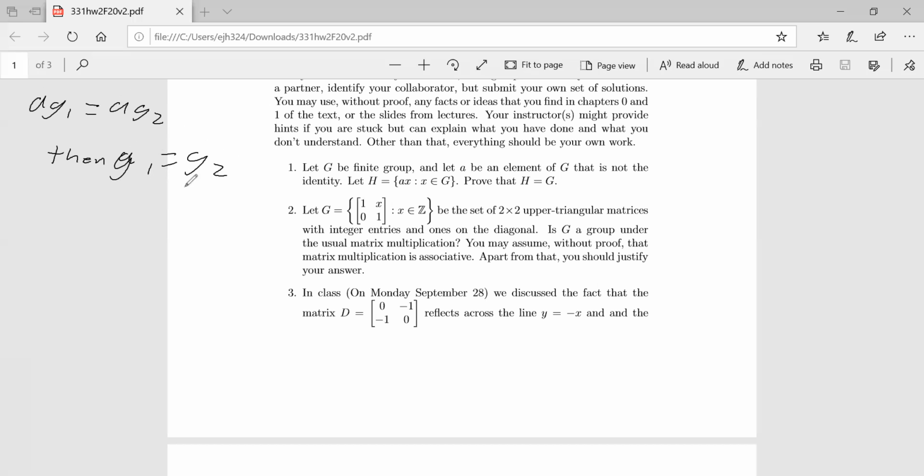How do you think I want to go about proving this? It's pretty simple. Use the law of cancellation. Yeah, exactly. I just multiply by A inverse, right? So to prove this, left multiply by A inverse.